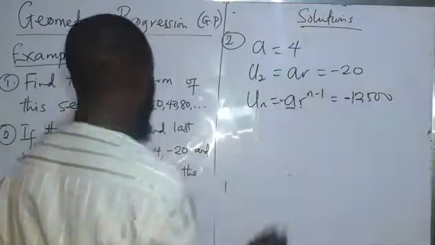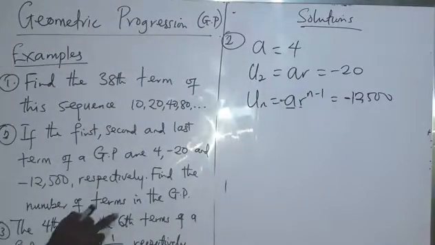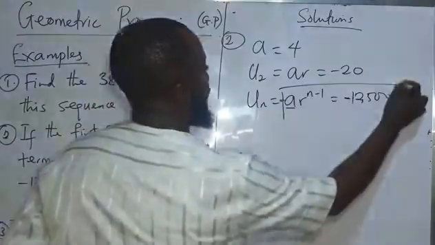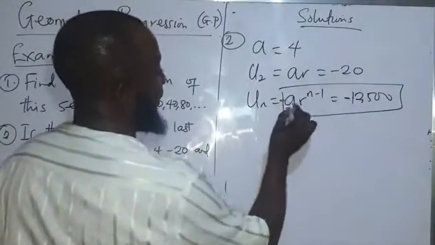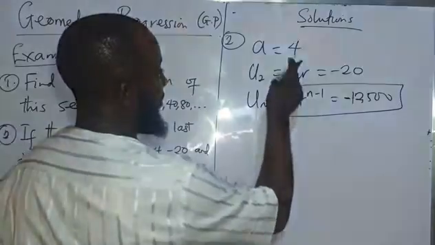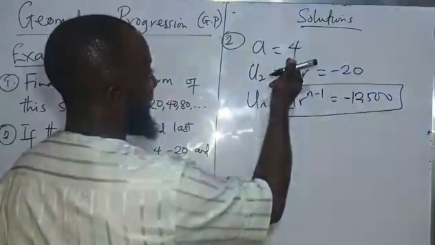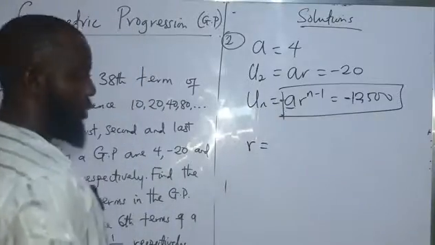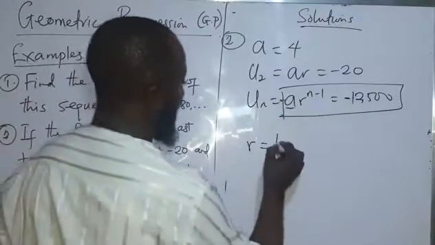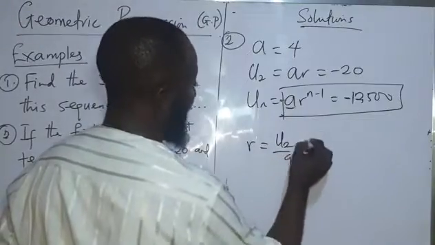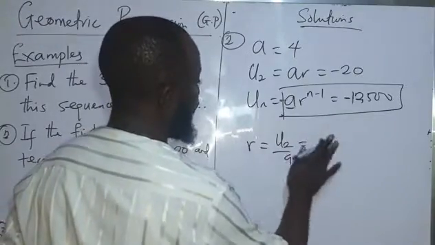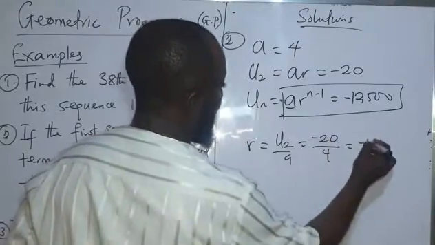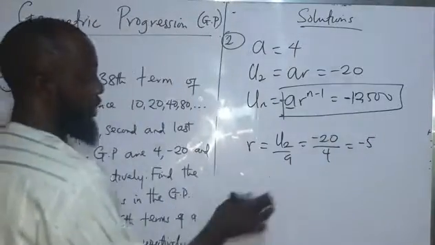From here we know the value of A, but we don't know R. We are looking for n because the question asks us to find the number of terms, which is n. Having known the value of A, we can find R because we are given the first term and the second term. The common ratio is the second term, U2, divided by A, which is minus 20 divided by 4. So this gives minus 5, which means the common ratio here is minus 5.